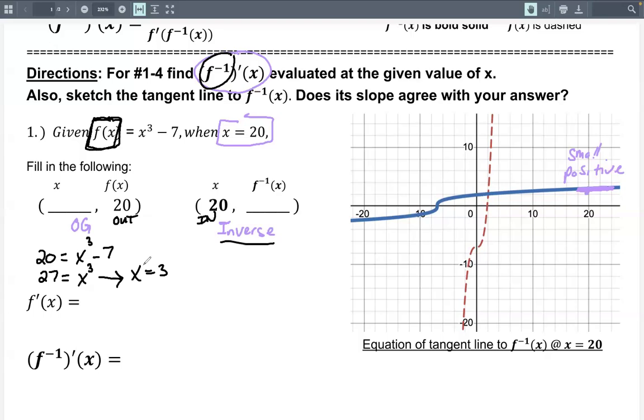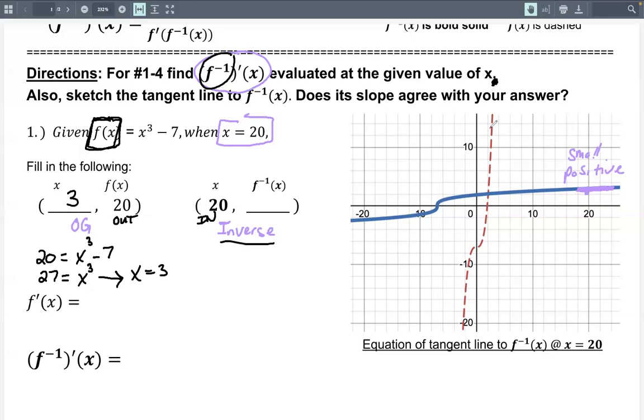So on the original graph, when you plug in 3 for x, you get out 20. And you would see that if you go over to 3 up to 20, we'd be somewhere up here, way up off the graph, okay? Over 3 comma 20 on the red.